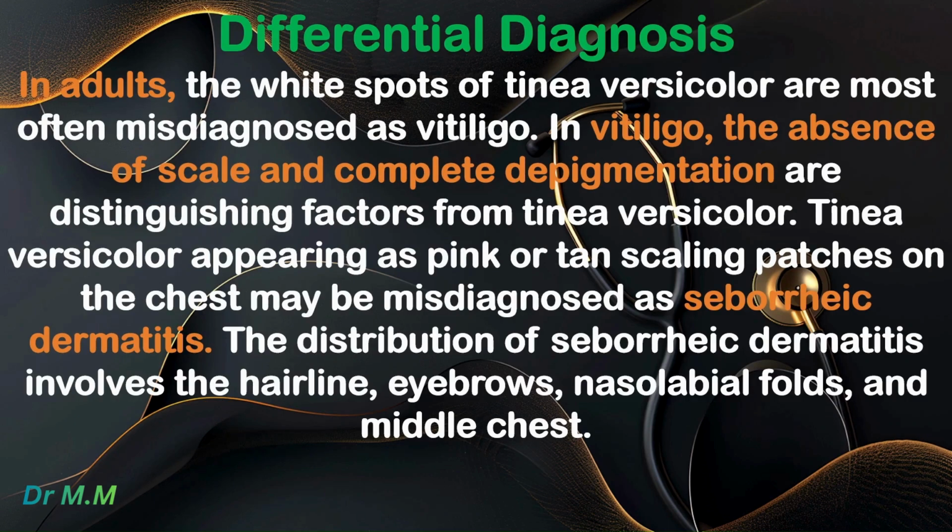Differential diagnosis. In adults, the white spots of tinea versicolor are most often misdiagnosed as vitiligo. In vitiligo, the absence of scale and complete depigmentation are distinguishing factors from tinea versicolor. Tinea versicolor appearing as pink or tan scaling patches on the chest may be misdiagnosed as seborrheic dermatitis. The distribution of seborrheic dermatitis involves the hairline, eyebrows, nasolabial folds, and middle chest.